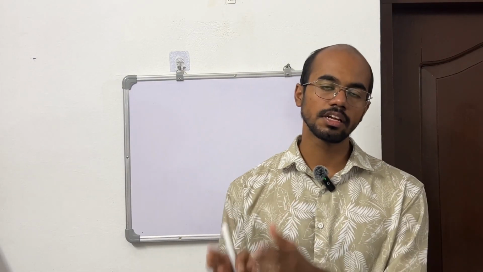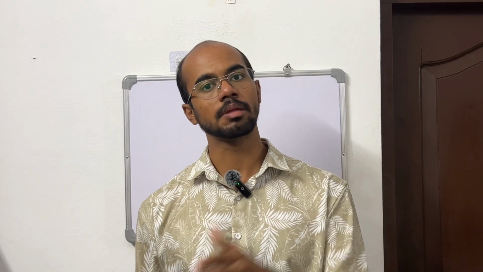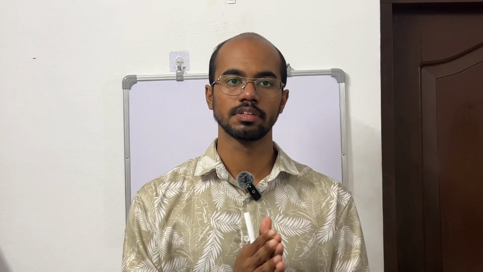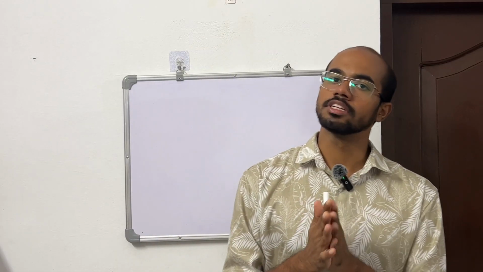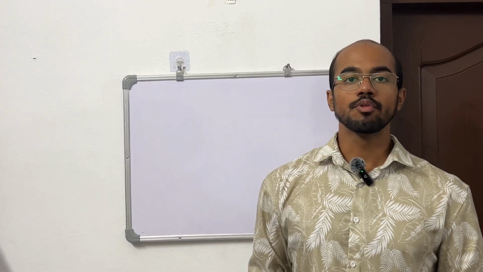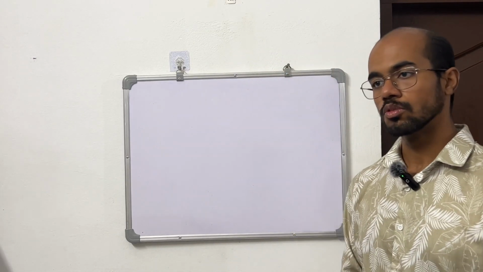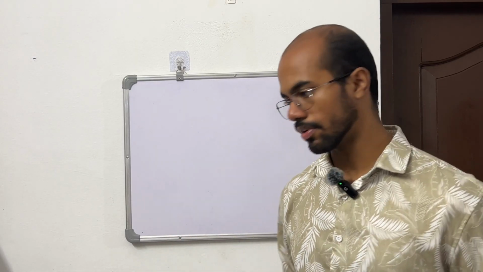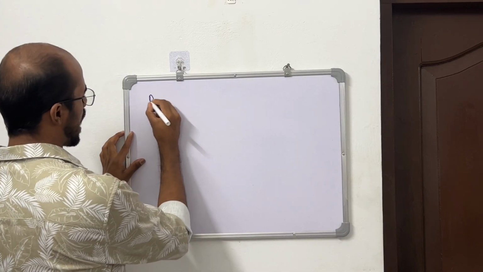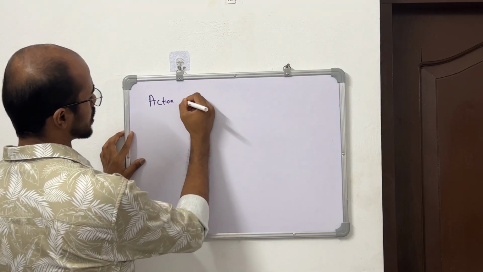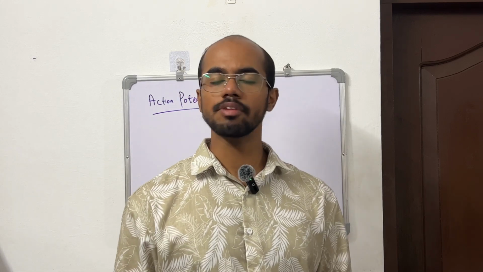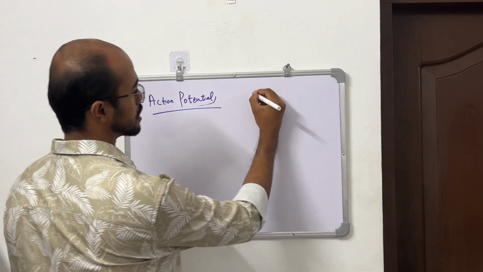Is it a single nerve cell, a single neuron, or are there multiple neurons? If there are multiple neurons, how is information transferred from one neuron to another? Okay, so we'll be answering these questions in today's session, and I would like you to know one thing. Those electrical signals, or the information that is carried by the nerve cells, are referred to as action potentials. Before we move on to action potentials, let me give you a brief idea on what membrane potentials are.